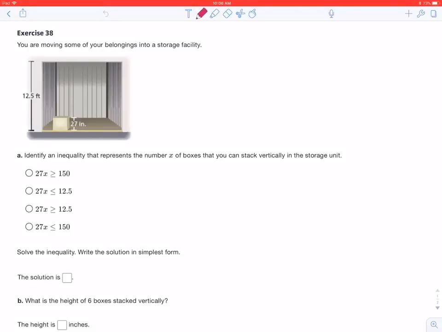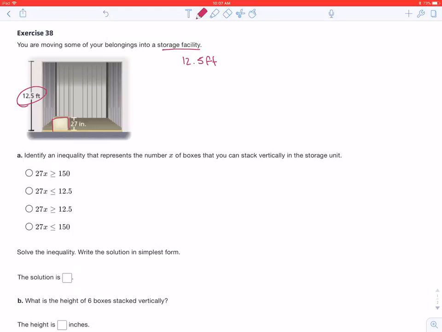Exercise 38 gives us a scenario where we are moving some of our belongings into a storage facility. And so it doesn't really give us a word problem, it actually gives us more of a picture problem than anything else. Because what I see here is that my storage facility that is being referred to has a height of 12.5 feet, and then I'm putting in these boxes that are 27 inches high.